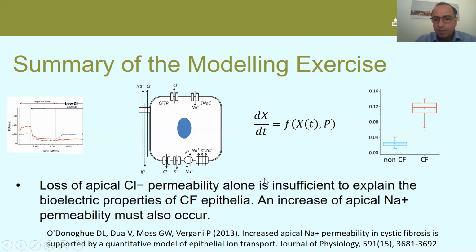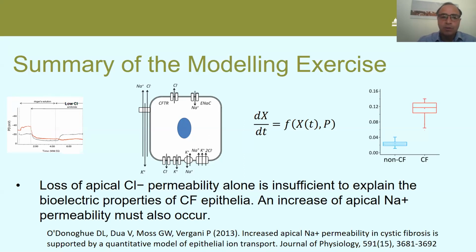So based upon this graph and the mathematical model that we developed, we are able to say that the loss of chloride channel permeability alone is not sufficient to explain the cystic fibrosis that we observe in patients with CF. There has to be an increase of sodium permeability in the apical layer. And this conclusion is based upon the mathematical model that we developed.